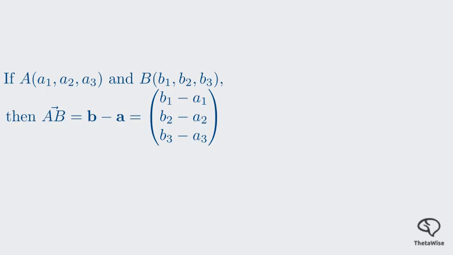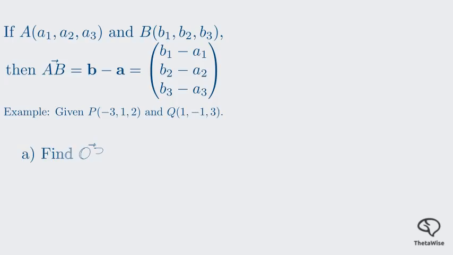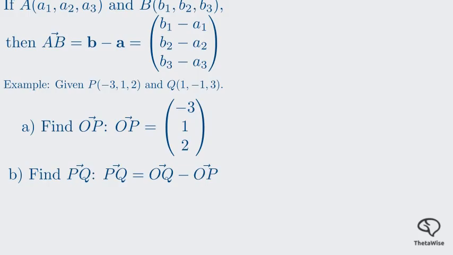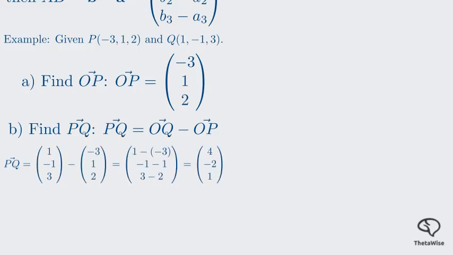We are given 2 points, P and Q. Point P has coordinates 3, 1, 2, and point Q has coordinates 1, 1, 3. First, let's write down the position vectors. The position vector for P is simply the vector with its coordinates as components, which is 3, 1, 2. Now, to find the vector PQ, we subtract the position vector of P from the position vector of Q. That's 1, 1, 3, minus 3, 1, 2. Subtracting the components gives us 1 minus 3, 1 minus 1, 3 minus 2, which simplifies to negative 2, 0, 1. This vector tells us how to get from P to Q.